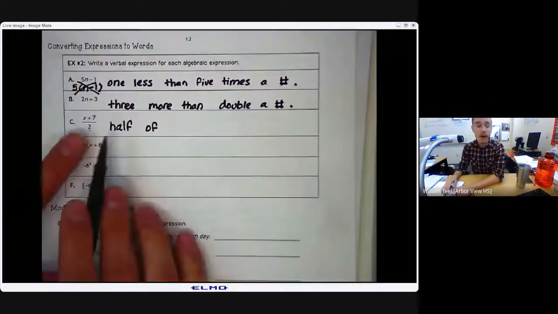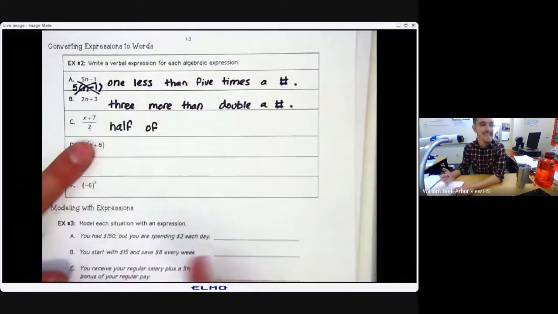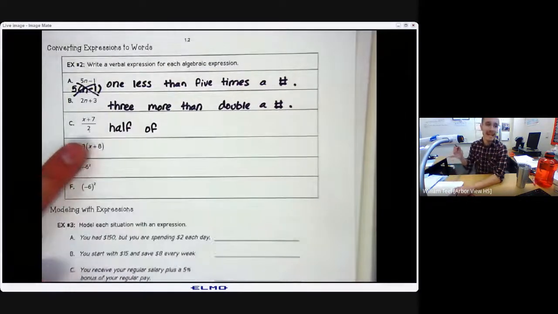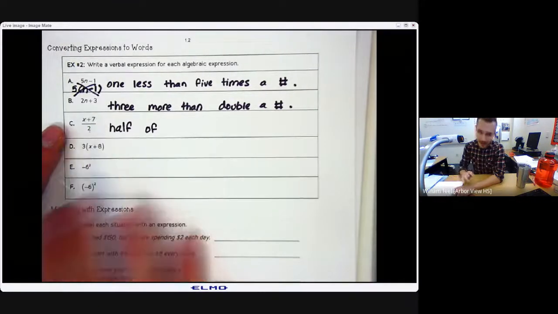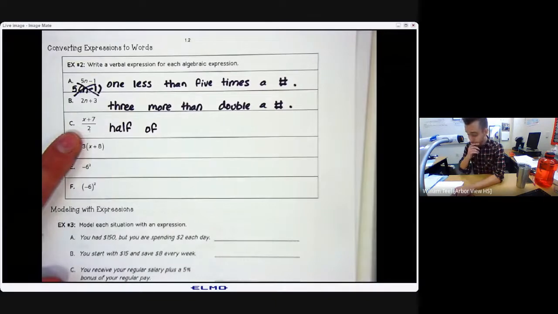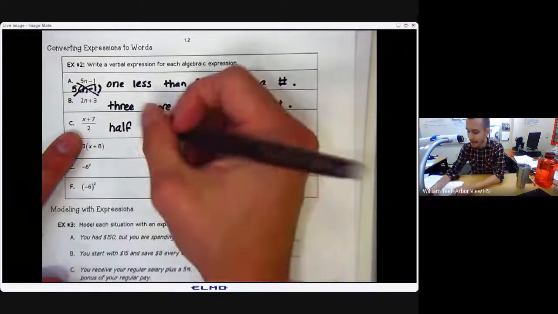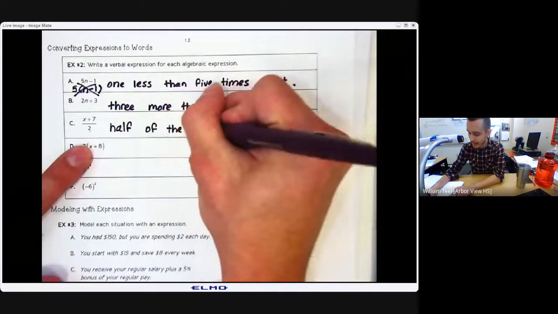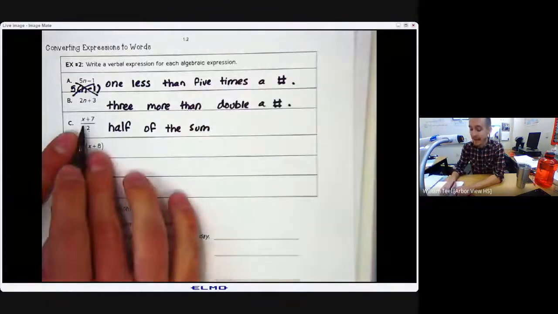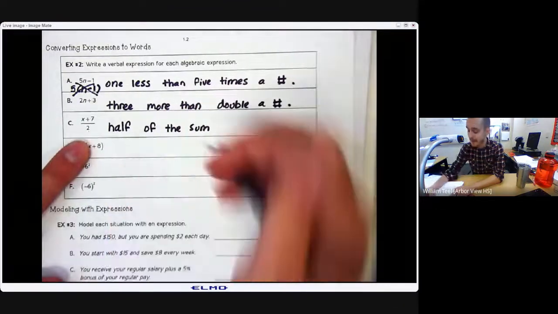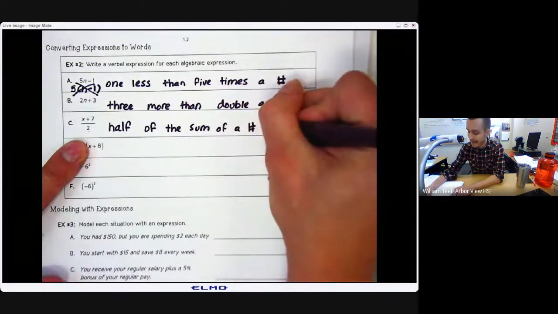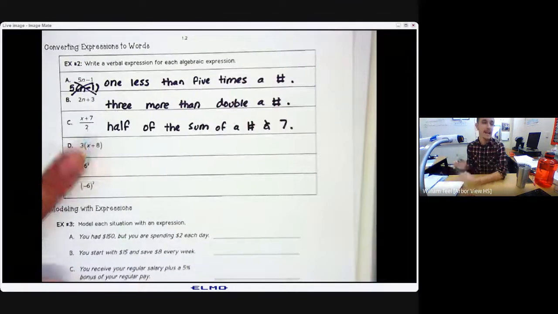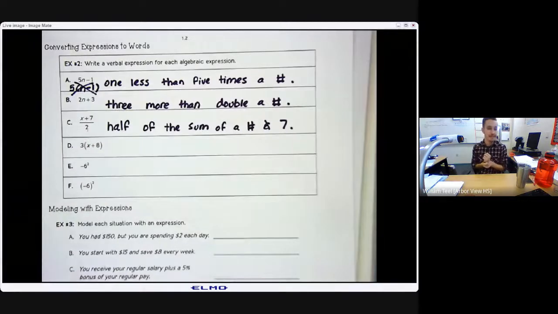of, now remember, we want to be very specific. We don't want to say x plus 7. We don't want to say divided by 2 or anything like that. We want to say the sum of x and 7. So I'm going to say half of the sum. Now, since this x is a variable, I'm going to say half of the sum of a number and 7. All right, that's how I would represent that statement.